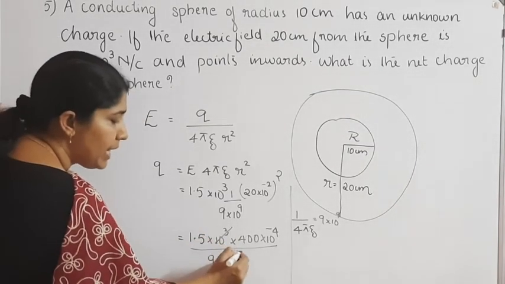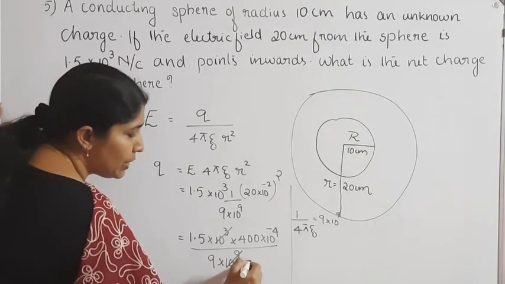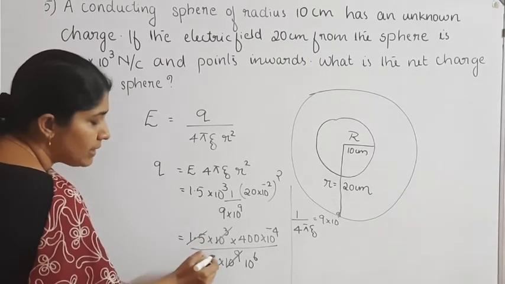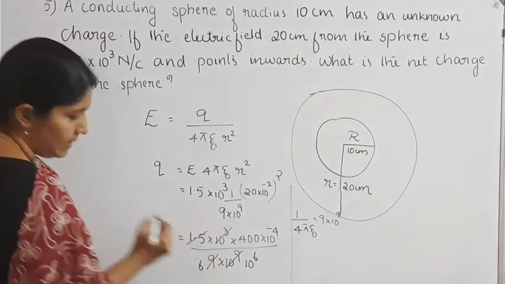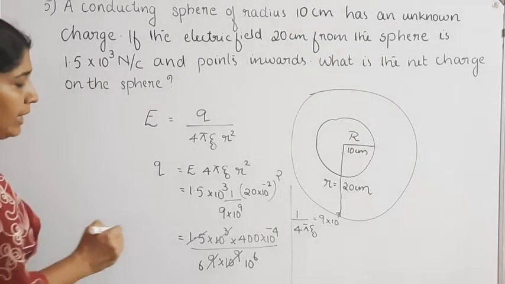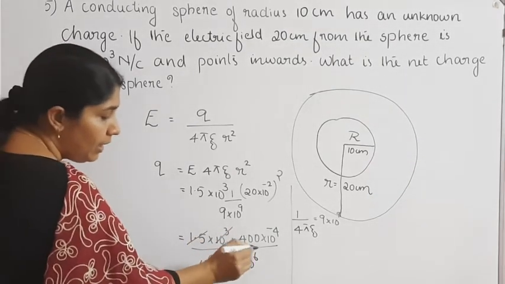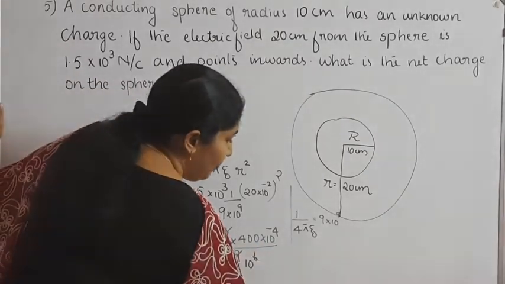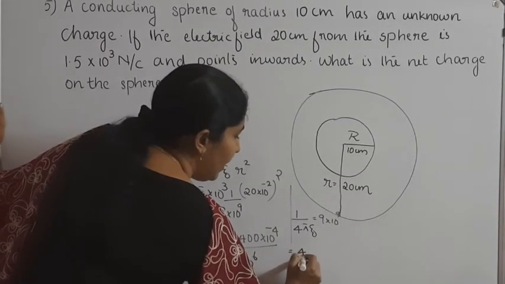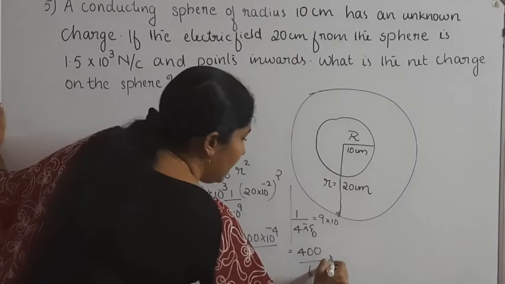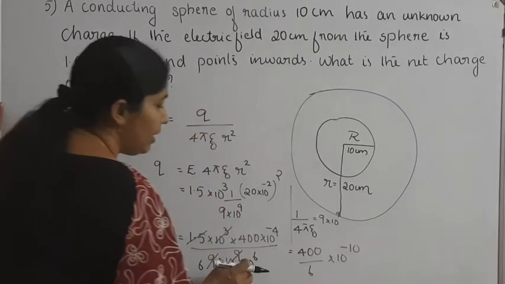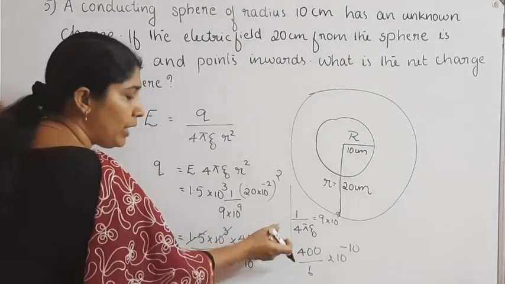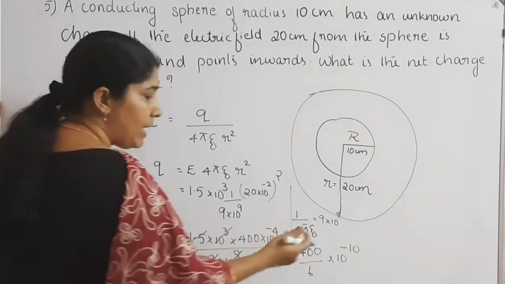10 raised to 3 cancels with 10 raised to 9, it's equal to 10 raised to 6. And 1.5 cancels with 9, it's equal to 6. Then the remaining terms: 400 divided by 6 into 10 raised to minus 10. When 10 raised to 6 comes to the top, it becomes 10 raised to minus 6. Therefore, minus 4 into 10 raised to minus 6 is equal to 10 raised to minus 10.